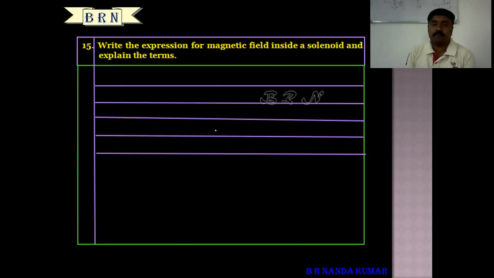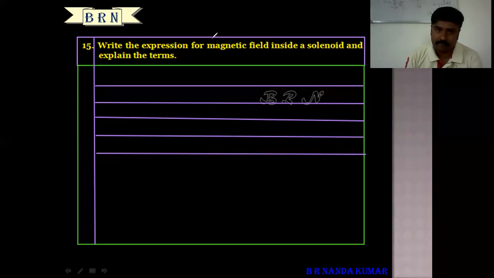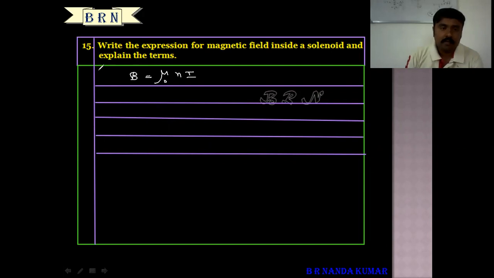So write the expression for magnetic field inside a solenoid. Actually, the magnetic field inside a solenoid and the magnetic field inside a toroid are both the same, is it not? The magnetic field inside the solenoid is B is equal to mu naught N i. This is for an air core current carrying solenoid. For an air core current carrying solenoid, B is equal to mu naught N i.